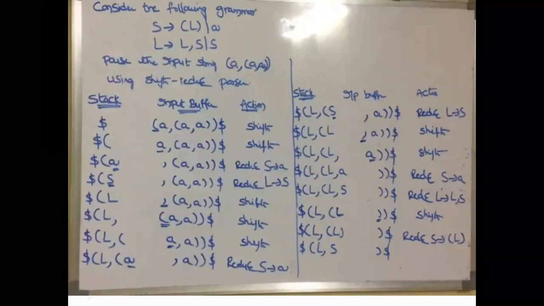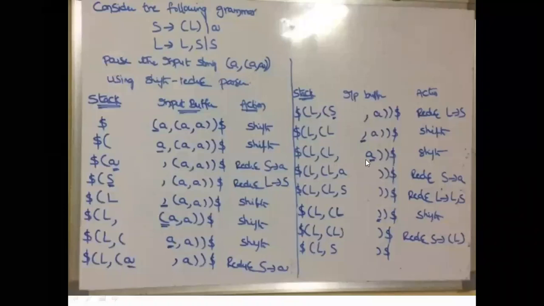So then push comma into the stack. So we are pushing comma onto the stack. So comma is placed here. Is there any production with open brace L comma? Is there any production in the right hand side? There is no production in the right hand side.